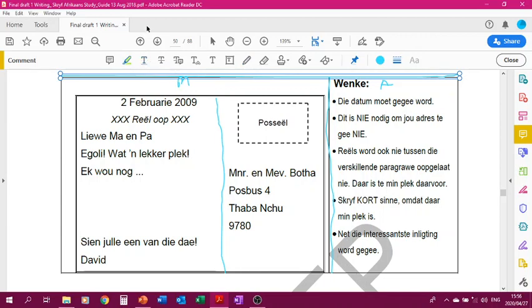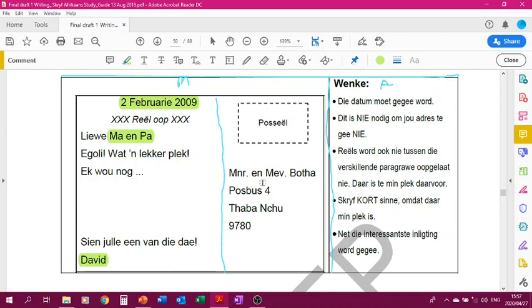Okay. Goed, so in your postcard begin jy met die datum. You always start with the date, leave a line open, dan liewe whoever it is you're writing to, vir wie ook al jy skryf, ma, pa, whatever, and then your message follows down here. You end it off with something like, sien julle een van die dae, ek verlang baie na julle, ek sien uit om julle te sien, anything like that, and your name at the bottom. Again, no surname, no signature, that's not necessary.